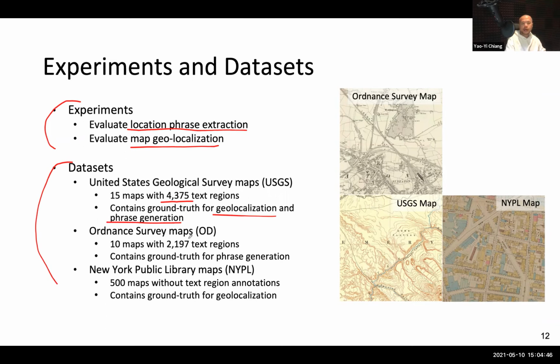We also tested on Ordnance Survey maps here. So this is the USGS map. This is just one sample. We have 15 maps. For the Ordnance Survey maps, we tested on 10 maps with more than 2,000 text regions. They have ground truth for phrase generation. We didn't get the location of each Ordnance Survey map. The last set of maps are the New York Public Library historical map collection. We have 500 maps. They do not have text region annotation, but they do contain ground truth for geolocalization.